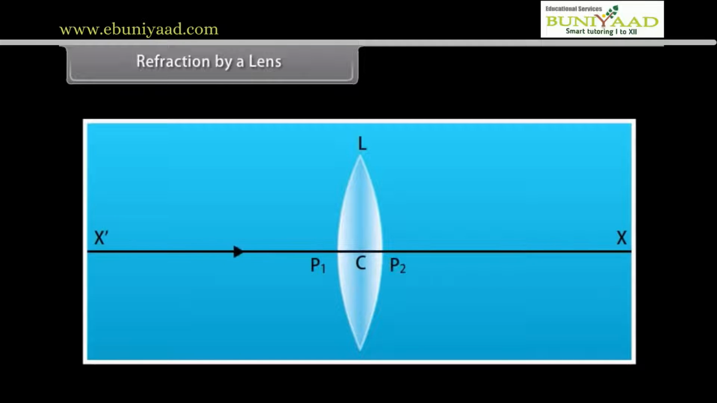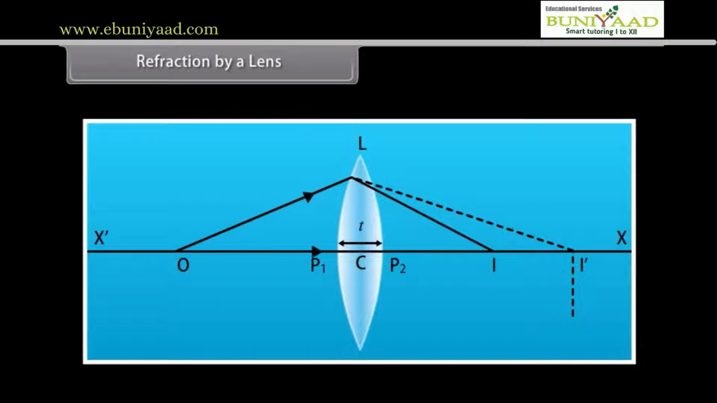Refraction by a lens. Suppose L is a thin lens. The refractive index of the material of lens is N2 and it is placed in a medium of refractive index N1. The optical center of lens is C and X' is principal axis. The radii of curvature of the surfaces of the lens are R1 and R2 and their poles are P1 and P2. The thickness of lens is T, which is very small. O is a point object on the principal axis of the lens. The distance of O from pole P1 is U.